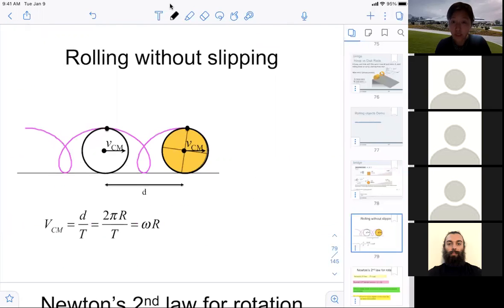They're called rolling without slipping, and you might be wondering, well, what does that mean? Rolling without slipping is if you imagine that you have a disc that you roll on the surface, it doesn't slip. It doesn't slip and set back. So that is an important condition that helps us relate V and omega together.